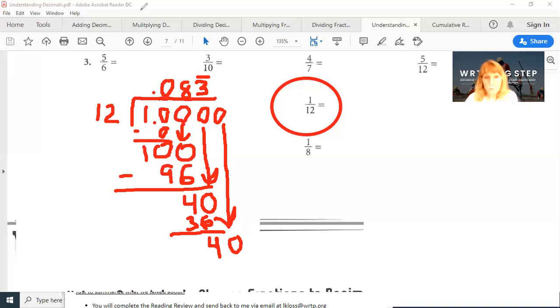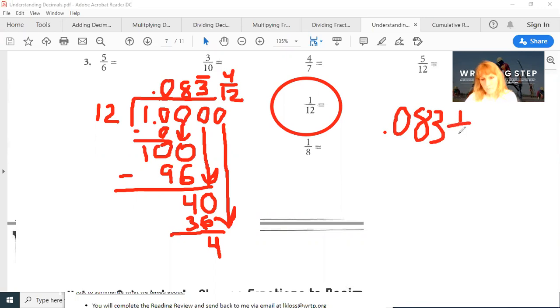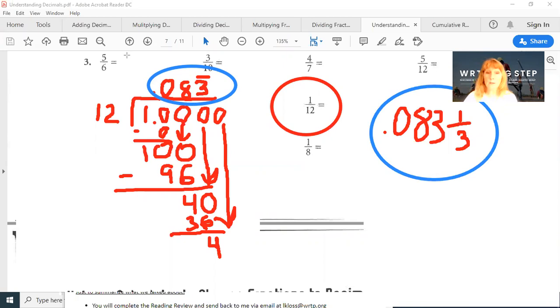Another way of doing it would be to have a fractional portion left. But if I were to do that, let's see, I would end up with a remainder of 4. So I would do 0.083, and then instead of bringing down the 0, I would have a remainder of 4 on top and 12 on the bottom. So I would end up saying it is 0.083, and then 4 12s would reduce down to 1/3. Right? 4 goes into 12. So you could write it as either 0.083 with a line over the 3, or you could write it as 0.083 and 1/3. So either one of those would be correctly written.